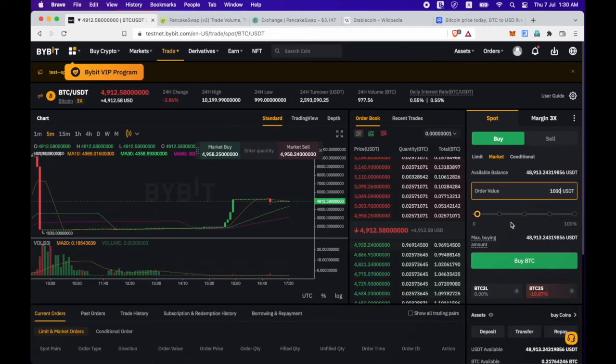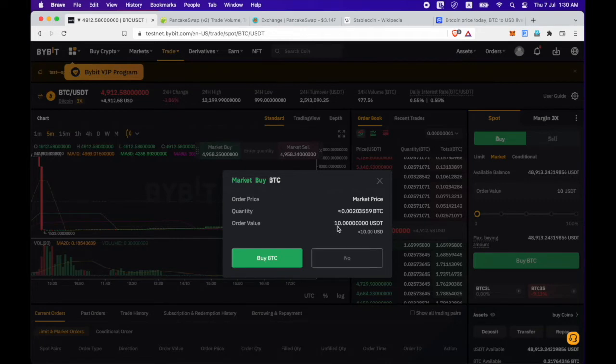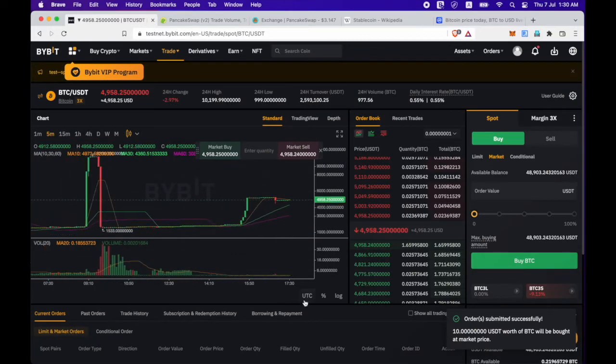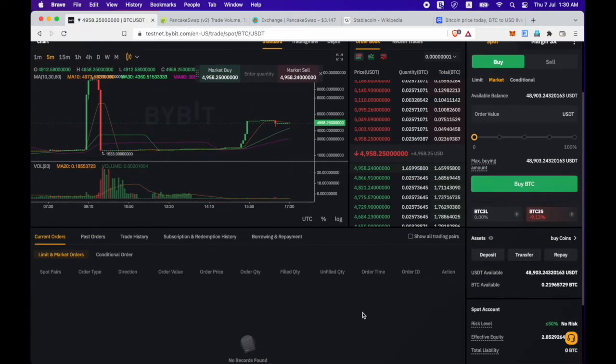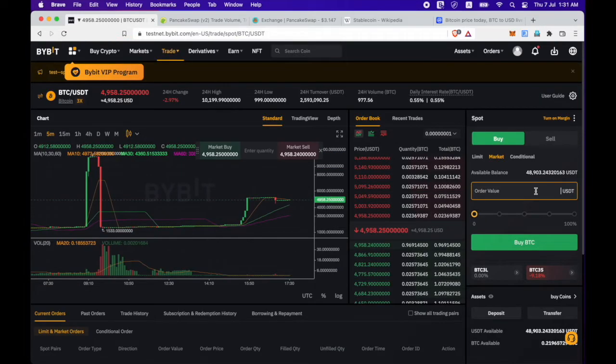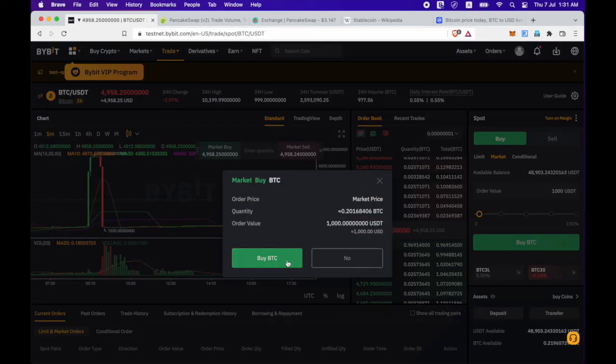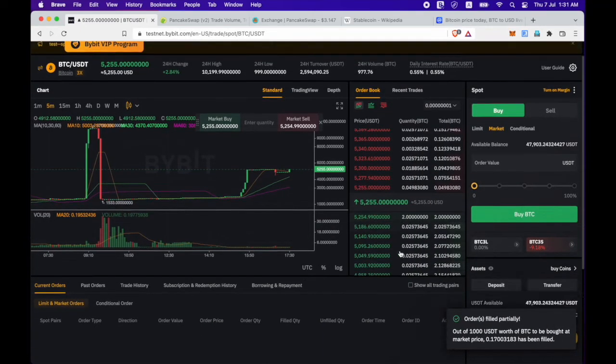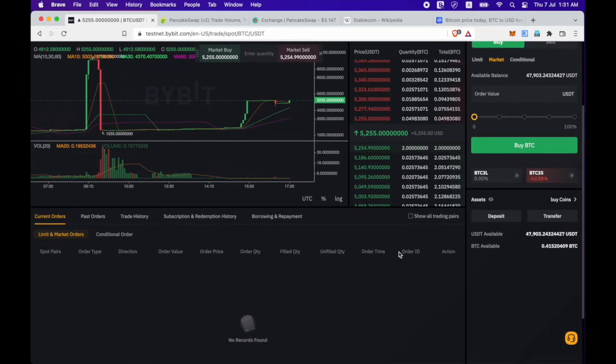Now, obviously, it is not the real Bitcoin market price. I wish Bitcoin was 4,900 something. Now, I'm going to use 10 USDT to buy some Bitcoin. That's equal to 0.002 Bitcoin. Click buy Bitcoin. Now you own 0.002 Bitcoin in this exchange. Since we have so much unreal money, let's buy again, with 1000 USDT. So that's 0.2 Bitcoin. Now we own 0.2 of a Bitcoin.